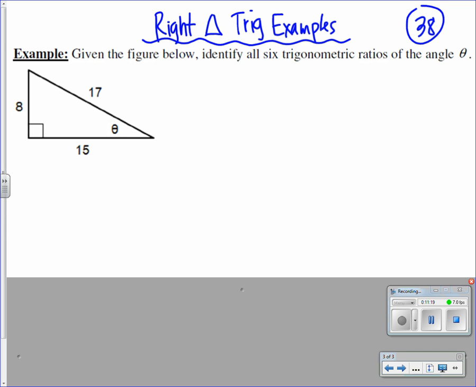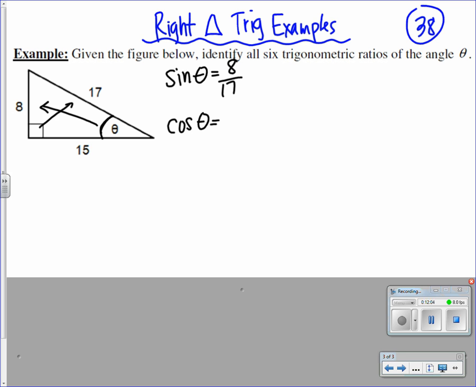Okay, so what we're going to do here is we will name all of the ratios of the 6 that we learned. So sine, cosine, tangent, and then the inverses of those. Okay, so let's start with the main 3. So let's do sine of theta. So if theta's here, remember sine's what? In SOHCAHTOA, sine is opposite over hypotenuse. So what is the side opposite of theta? Directly opposite is the 8 over the hypotenuse is opposite the right angle. So the hypotenuse is 17. So 8 over 17 is the sine of theta.